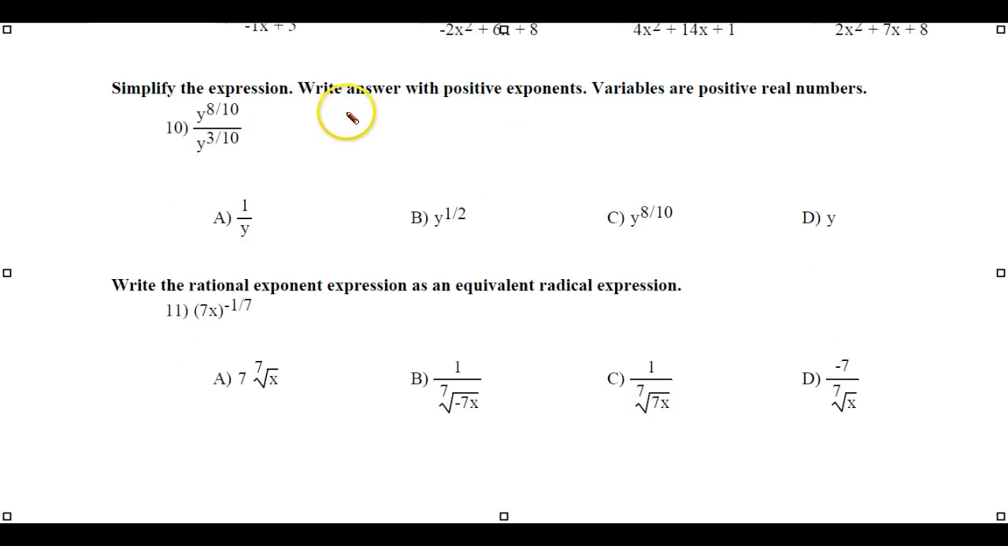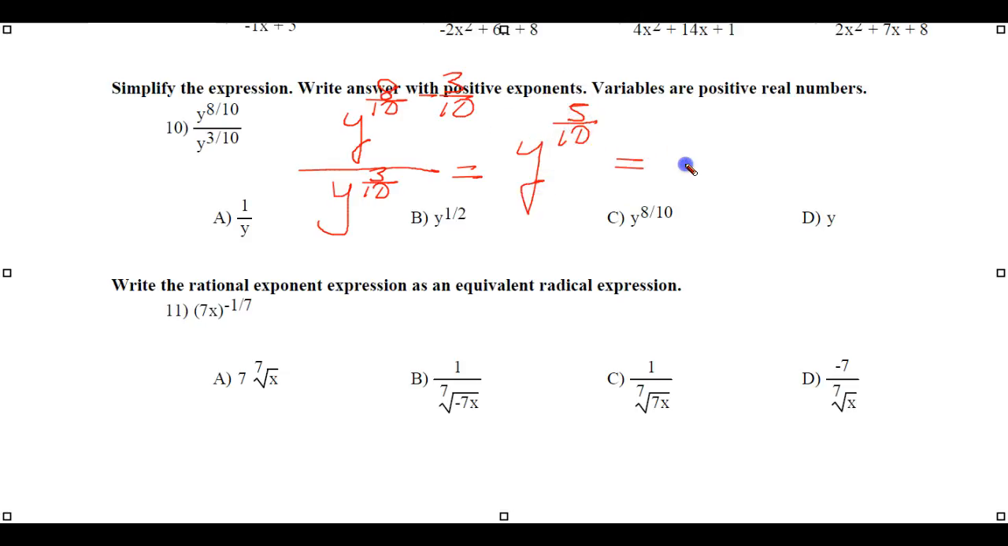Now, this next one, it just depends how it's written. It's y to the 8/10 divided by y to the 3/10. And the rule is you bring your exponent from the denominator up to the numerator where you subtract it. The sign changes. So this becomes y to the 5/10, which equals y to the 1/2 power, which is letter B. Again, I don't like the way they write the fractions here, but I guess that's what they had to do.